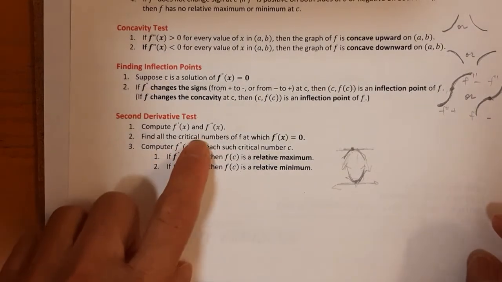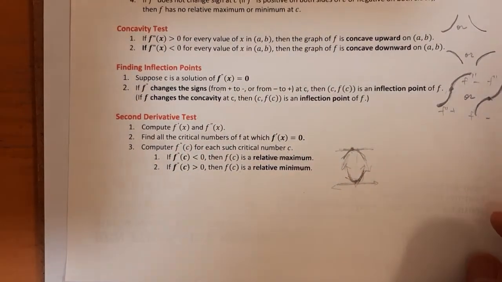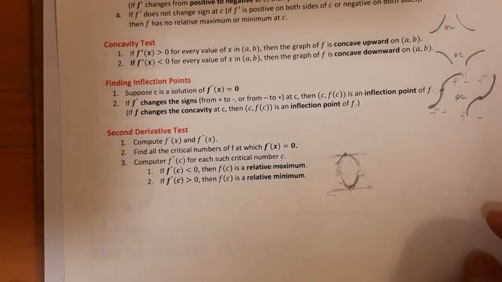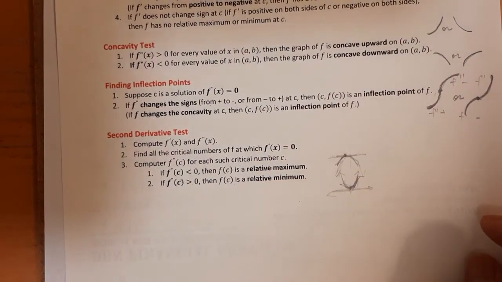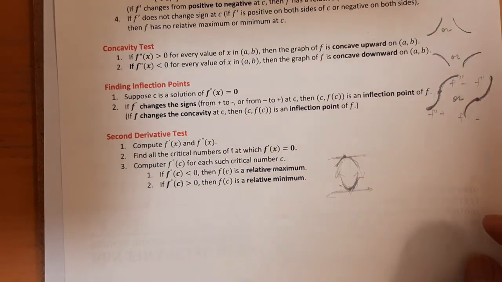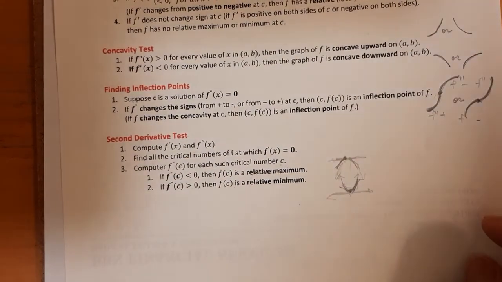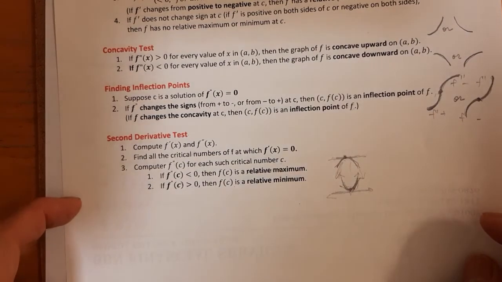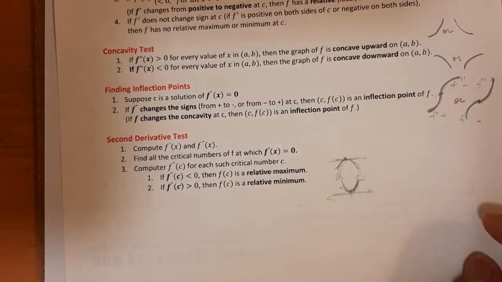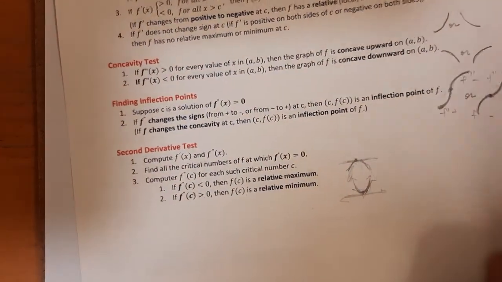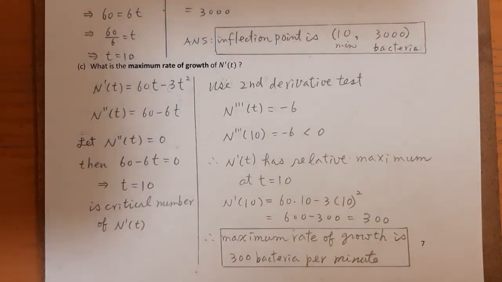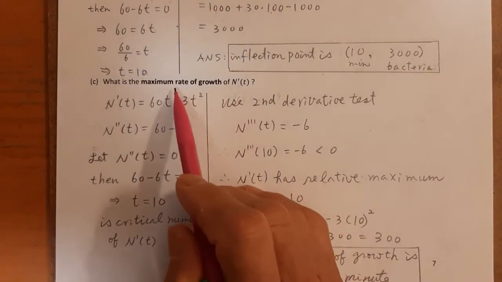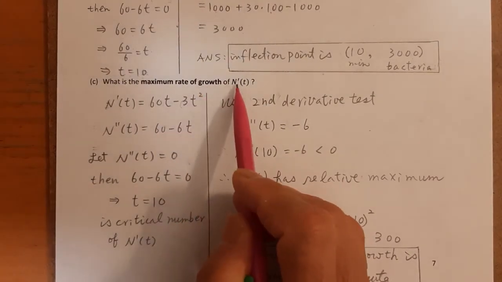So for the original function, you take the first derivative and the second derivative. Let the first derivative equal 0, solve for x to get the critical numbers, and plug those critical numbers into the second derivative function to check. If positive, it is a relative minimum. If negative, it is a relative maximum. So let's do this. Now this function N prime of t is what we call the rate of growth function.